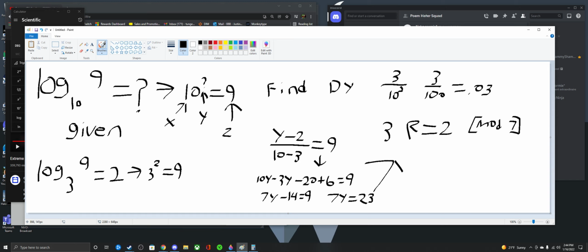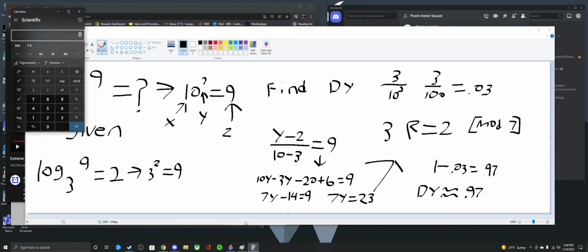Now, we know we're looking for what the exponent will be to make 10 to the power of what equal 9. We know that log base 10 of 10 is 1, so we're only going 1 down in terms of z. The change in z is just 1. So we can do this here. We'll do 1 minus 0.03. That gets us 0.97. So we can say that dy is approximately 0.97.